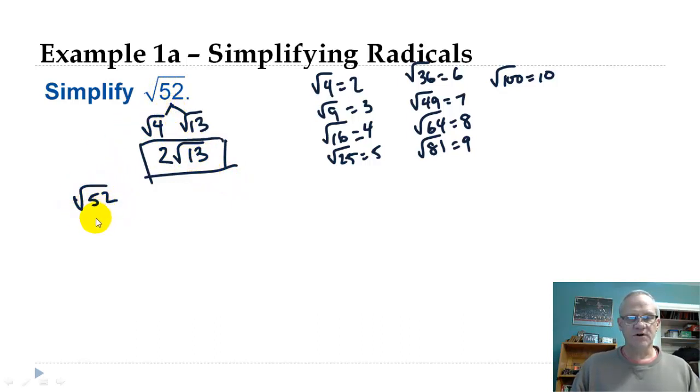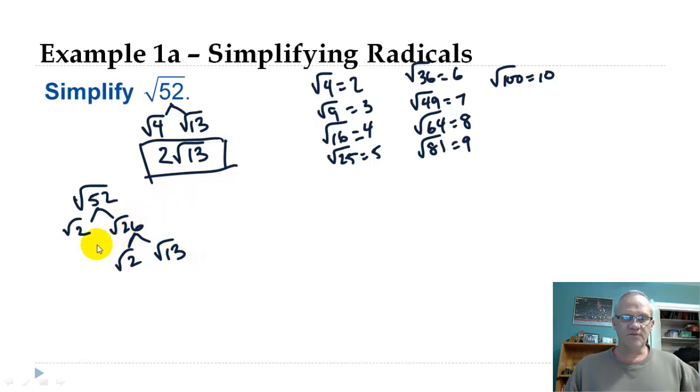sometimes it's easier, just break it down into all its prime factors. So you might not notice 4 right away, but you'd probably say, hey, 52 can be divided by 2, so 2 and 26. Now neither of those are perfect squares, but 26 we can break down again to 2 and 13. And now you notice if you look at the prime factors, so to speak, of 52, you got 2, 2, and square root of 13.